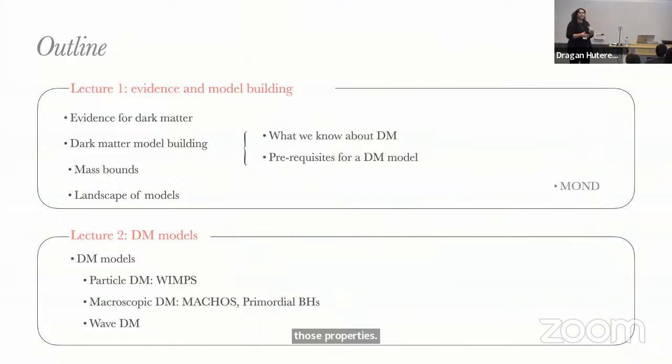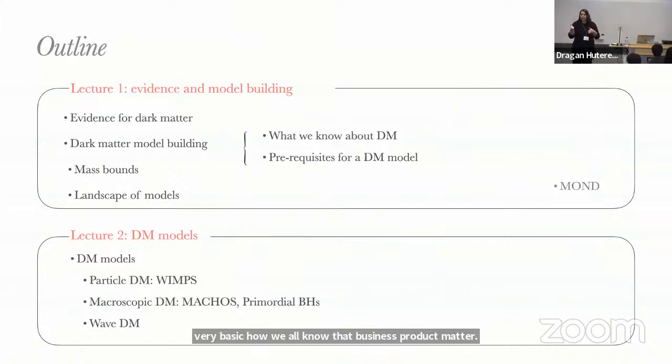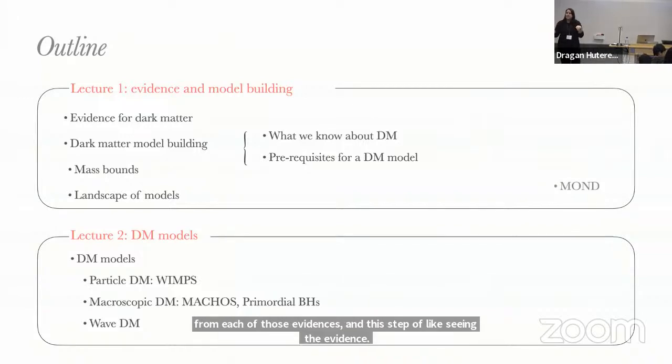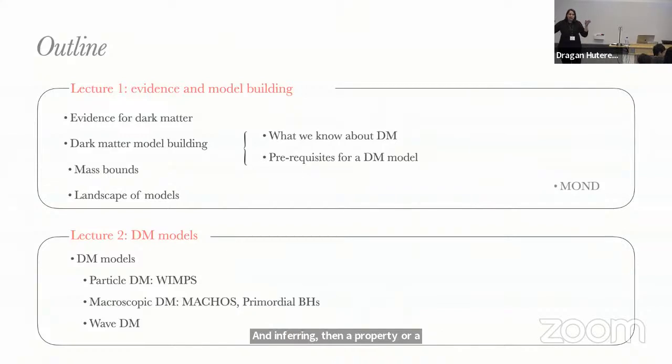This might sound very basic. Oh, we all know the evidences for dark matter. But all the models we build, we are inferring something from each of those evidences. And this step of seeing the evidence and inferring then a property or a model is something that I think we all take for granted, but it is not so easy or so general.